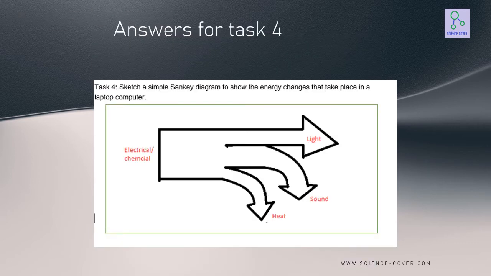Task 4. Sketch a simple Sankey diagram to show the energy changes that take place in a laptop computer. Well, we've got electrical, or maybe chemical if you're thinking that it's battery powered, going in on the left hand side, and the screen will produce light, the speakers will produce sound, and again we'll have a wasted form of energy as heat.